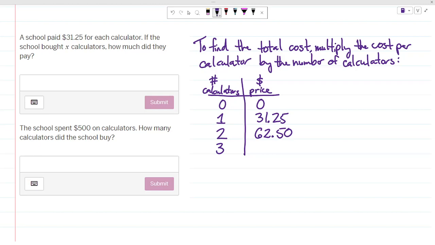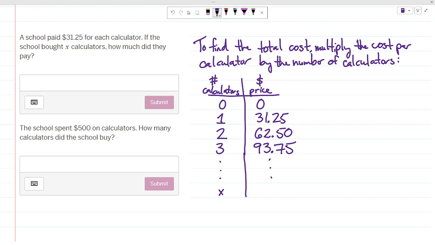What if we got 3 calculators? Let me get my calculator out so I can find the cost of all the calculators. That would be $93.75. And so on. So we can put dots here to represent the table continues the same pattern.